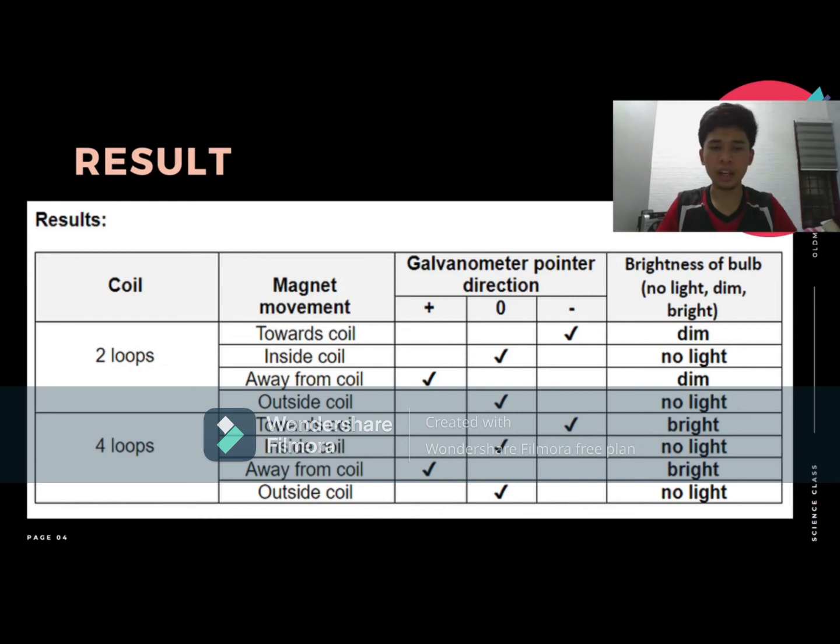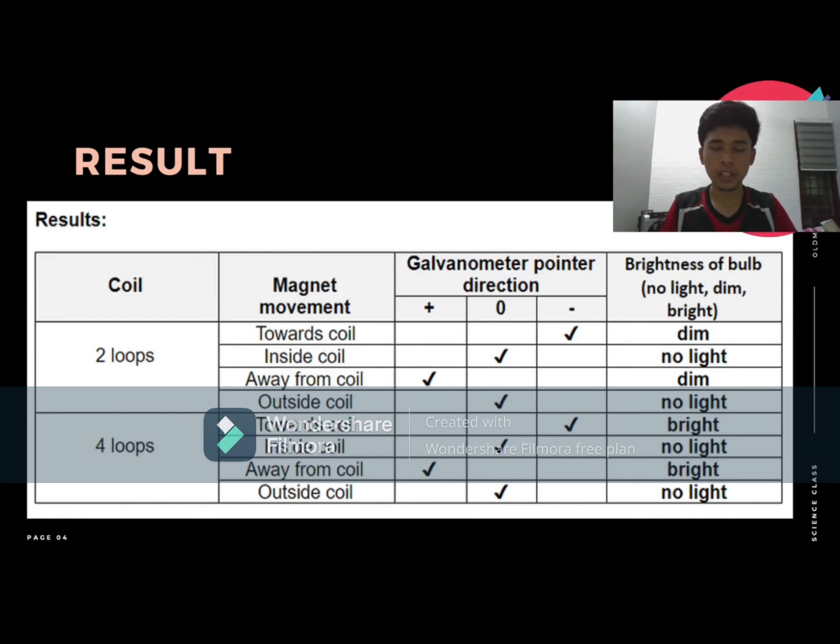We can see the same result between the coil with 2 loops and the coil with 4 loops, but somehow the brightness of the bulb is different. This difference is because of the number of loops in the coil. When there are more loops, they bring more electromagnetic force and produce more current to the bulb, so the bulb becomes brighter. Okay, this is the result that we get from this experiment.